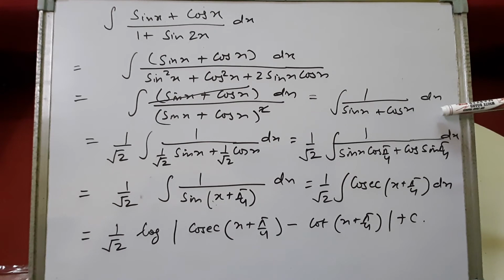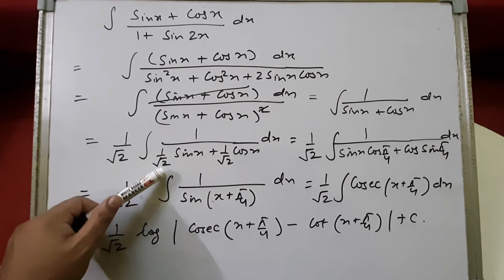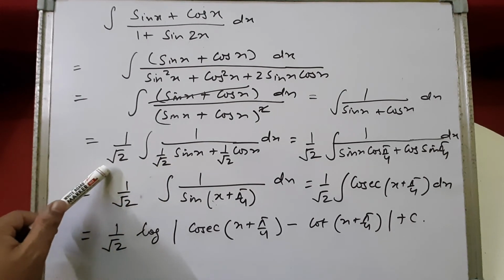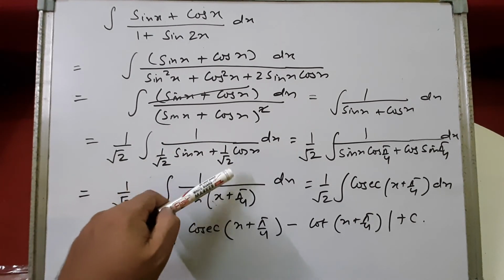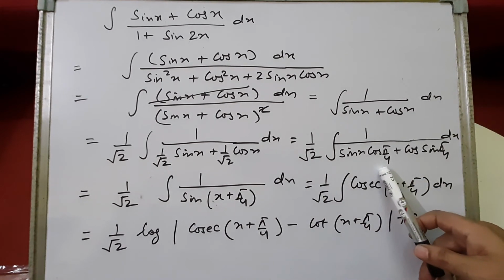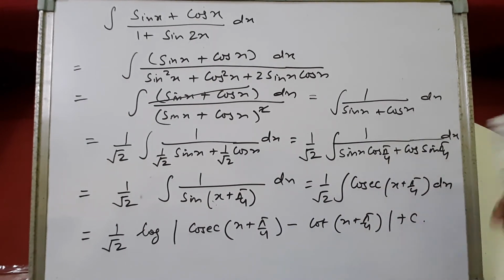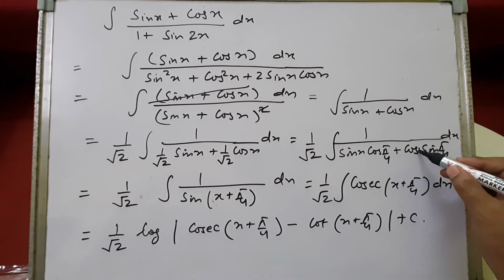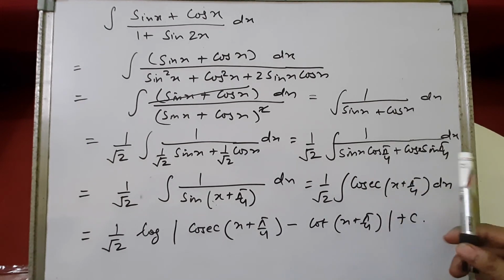What we are left with is the integration of 1 upon (sin x plus cos x) dx. Now we'll multiply and divide by root 2 in the denominator, so 1 by root 2 will come outside. It will be 1 upon root 2 sin x plus 1 upon root 2 cos x. Okay children, this 1 upon root 2 can be written as cos pi by 4, and again 1 upon root 2 can be written as sin pi by 4. So it is written as 1 upon sin x cos pi by 4 plus cos x sin pi by 4. Alright, so this is the formula of sin(x plus pi by 4).